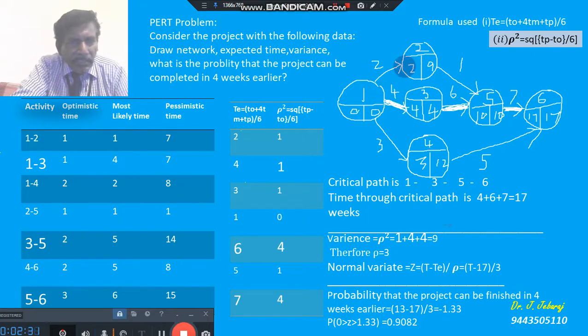This is called the first activity. And 1 and 3 we have to connect. That is the second activity. 1 and 4 we have to connect, the third activity. 2 to 5 we have to connect. That is the fourth activity. Then 3 to 5, the fifth activity. 4 to 6, the sixth activity. Last one is 5 to 6, the seventh activity. Okay, these are the activities given to us, and corresponding to this we are drawing a picture like this.